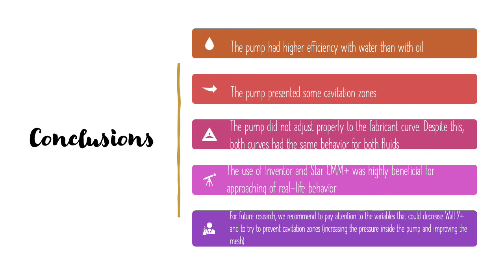Finally, it can be said that the pump had higher efficiency with water than with oil. The pump presented some cavitation zones. The pump did not adjust properly to the fabricant curve. Despite this, both curves had the same behavior for both fluids. The use of programs such as Inventor and Star-CCM+ was highly beneficial for approaching the real-life behavior of a pump. For future research, we recommend paying attention to the variables that could decrease wall-wide loss and trying to prevent cavitation zones, increasing the pressure inside the pump and improving the mesh.